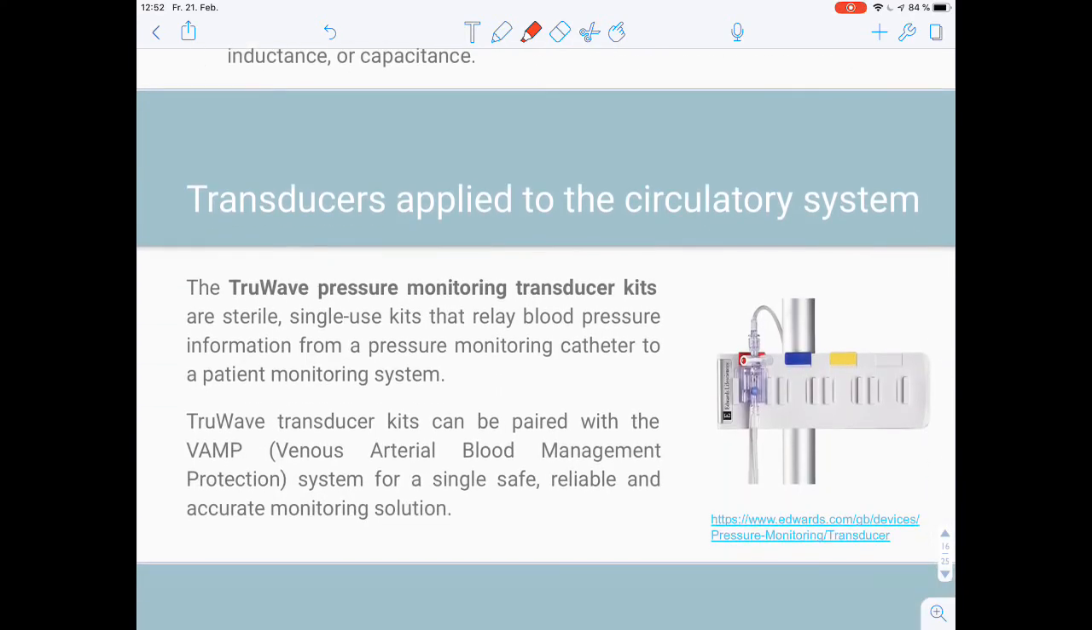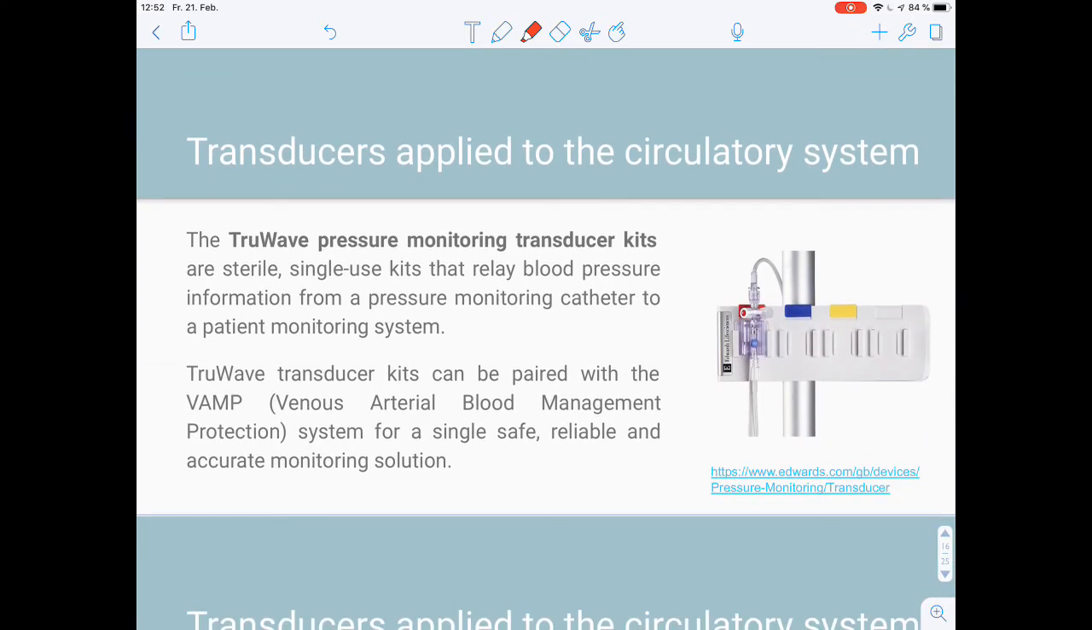And when we are talking about the circulatory system, transducers are commonly applied to, for example, a pressure monitoring transducer kit. What they basically do is obtain blood pressure information from a pressure monitoring catheter, and send it out to a patient monitoring system. And we can see on this image to the right an example from a medical device company called Edwards. Here we can see that it's basically a sterile single-use kit, and it could also be coupled up with a venous arterial blood management protection system. This is basically so that it is a single, safe, reliable, and accurate monitoring solution.